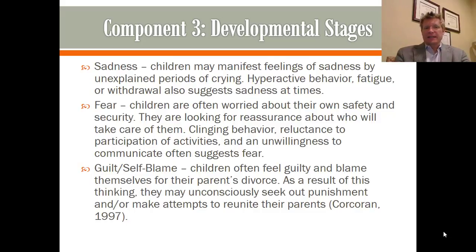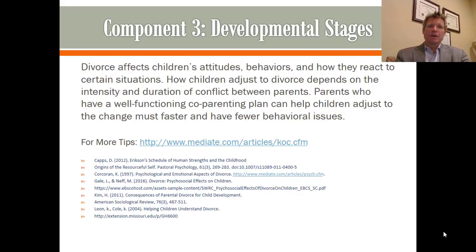And then when we start hitting guilt and self-blame, this is when kids may start bargaining. So that maybe it's going to be okay, and they start moving on. Children often feel guilty and blame themselves for their parents' divorce. As a result of this thinking, they may unconsciously seek out punishment or make attempts to reunite their parents. And this is when they're bargaining, trying to make it better. Maybe my parents could get back together. Maybe I could be okay if we have a separate life. So here we're moving toward acceptance.